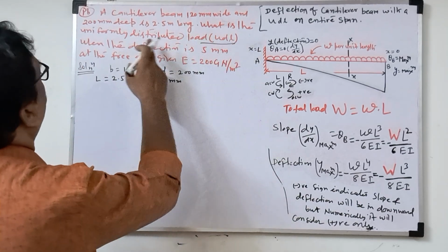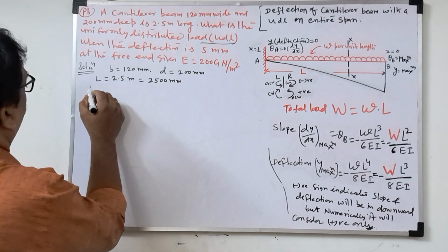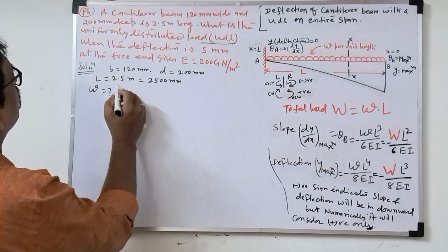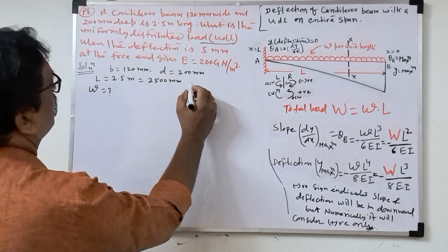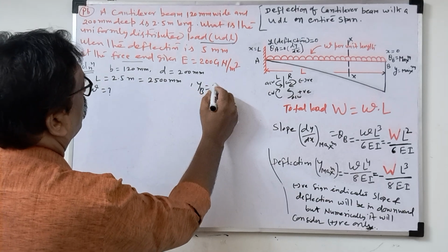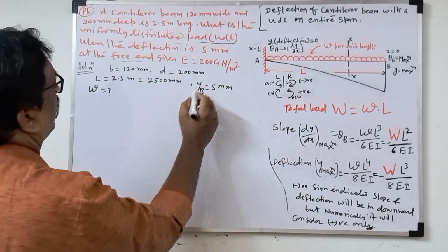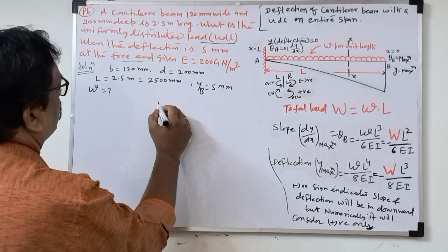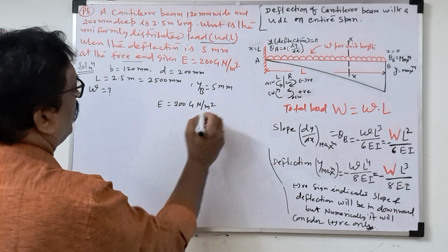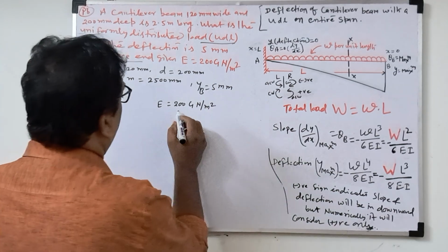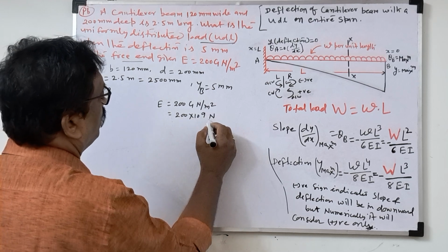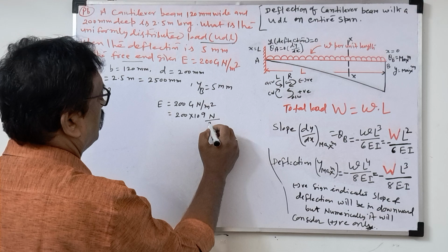Now, what will be the uniformly distributed load? They are asking for w. What is w? w is nothing but the load per unit length. The deflection at the free end is given, that means YB is equal to 5 mm, and E is given as 200 giga-Newton per meter square. This we have to convert. So 200 giga means 10 power 9 Newton per meter square.